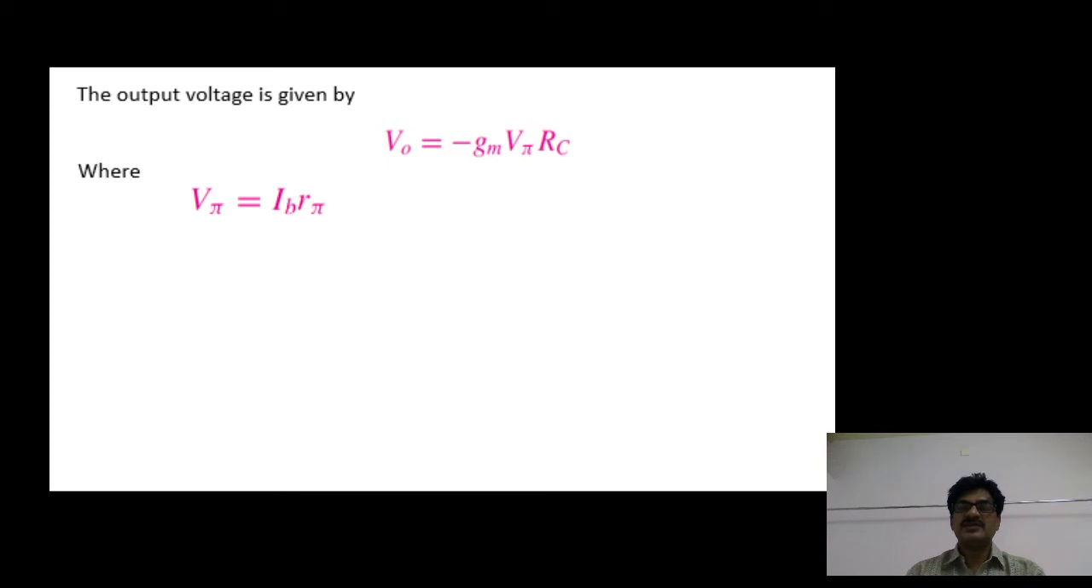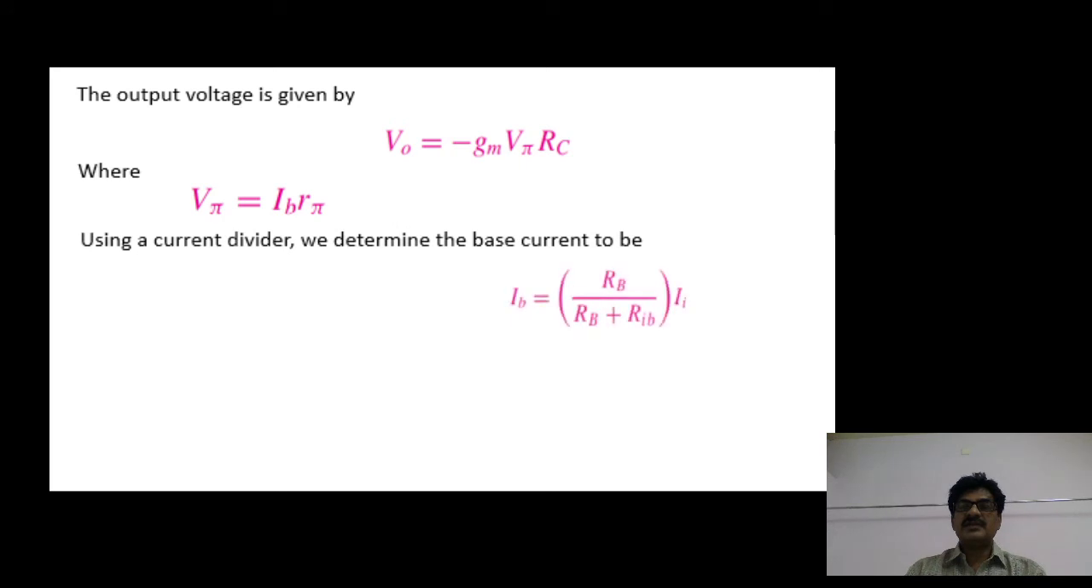In the circuit you can observe that V pi is IB into R pi, and IB is obtained from the input current; the input circuit is like this. In terms of Ii, you can estimate IB as Ii into RB divided by RB plus Rib, where RB is the parallel connection of R1 and R2, whereas Rib is the input resistance looking at the base. It is already derived in the CE amplifier including the emitter resistor case.